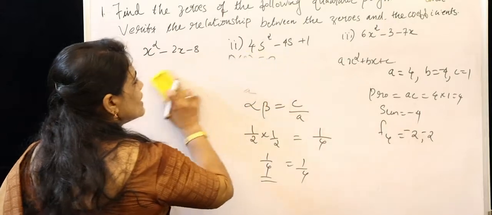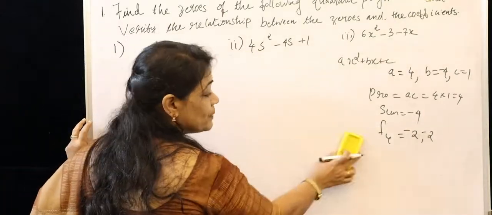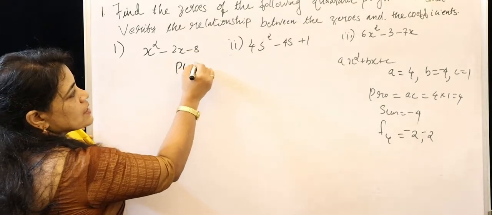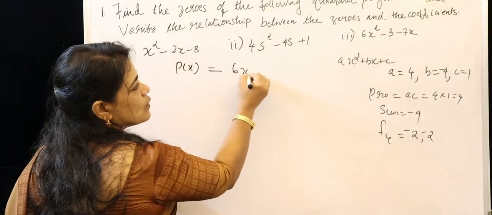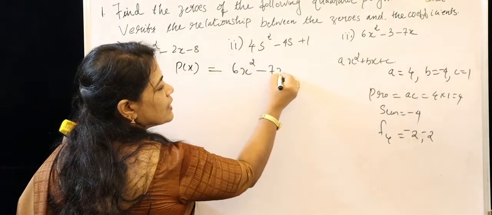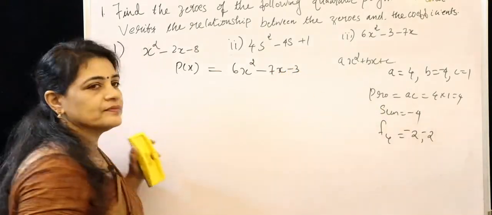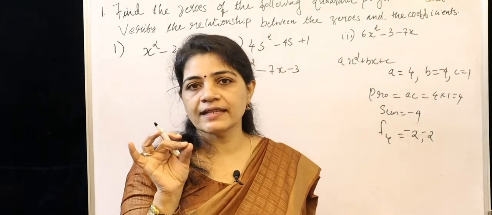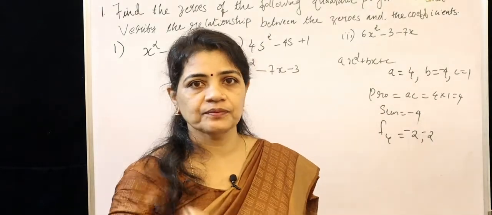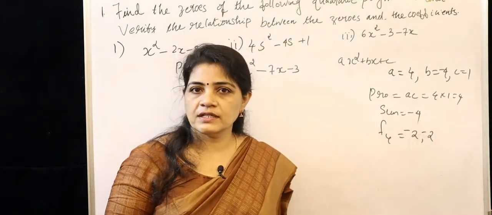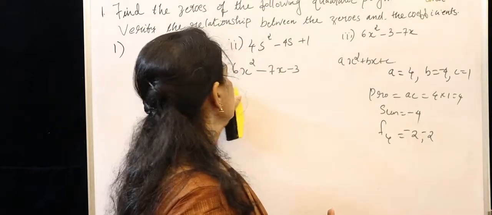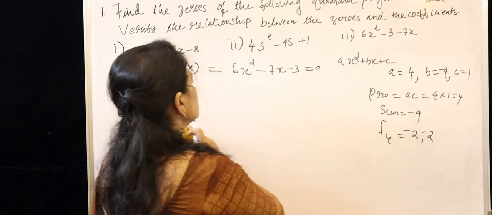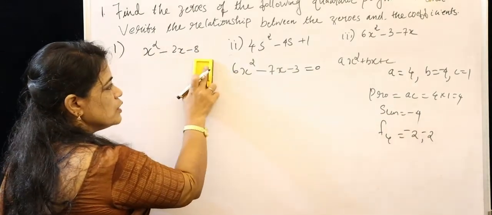Okay, that is the rearrangement you have to do before splitting the middle term. That is, let p of x be equal to 6x square minus 7x minus 3. The reason is clear, children: the polynomial should always be expressed in its standard form. Okay. Now, in order to get the zeros, you can equate p of x to 0. So, p of x equal to 0.